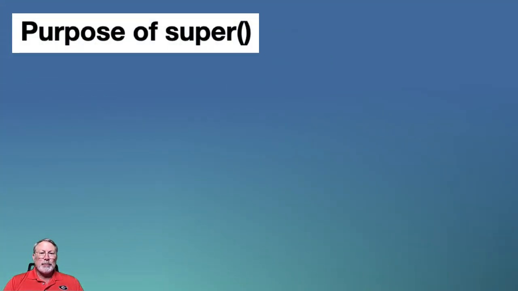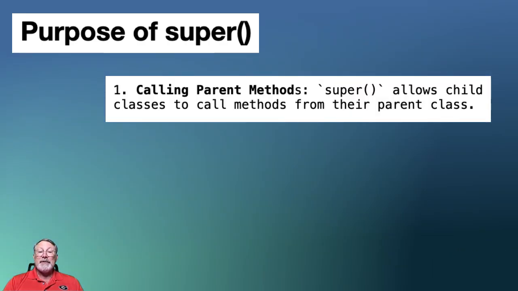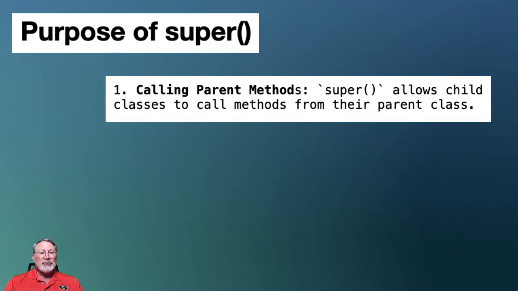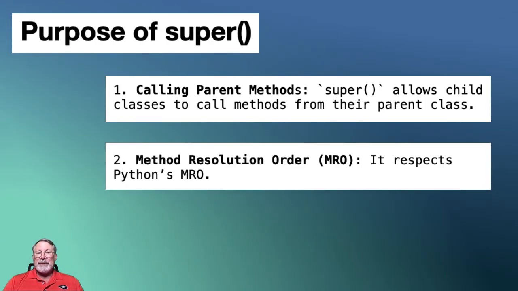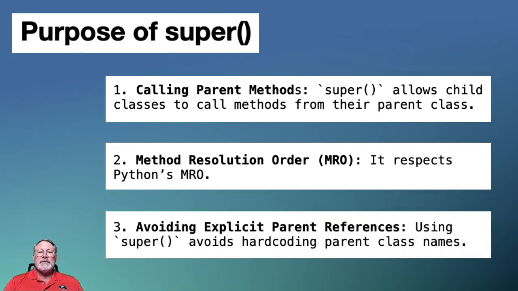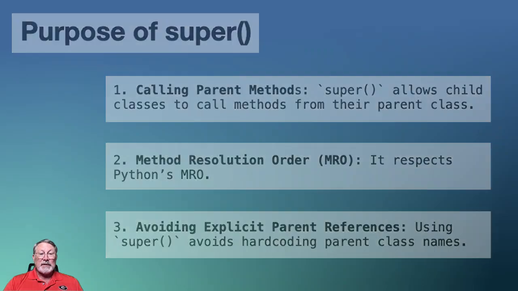Why use the function super? Well, it's essential for managing inheritance efficiently. Some key concepts include calling parent methods. Super allows child classes to call methods from their parent class. Method resolution order, or MRO. It respects Python's MRO, ensuring the correct method is called in multiple inheritance scenarios. Avoiding explicit parent references. Using super avoids hard-coding parent class names, making your code more maintainable.